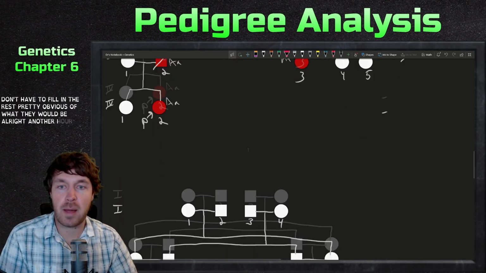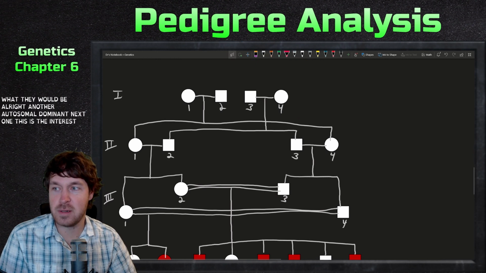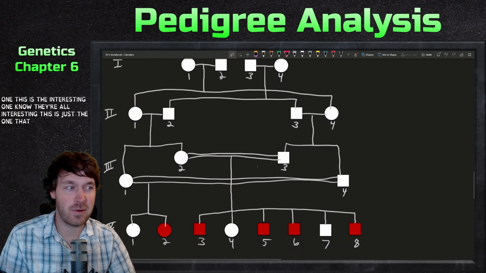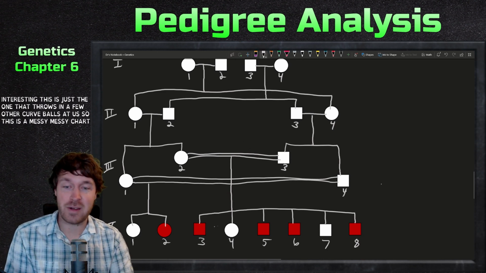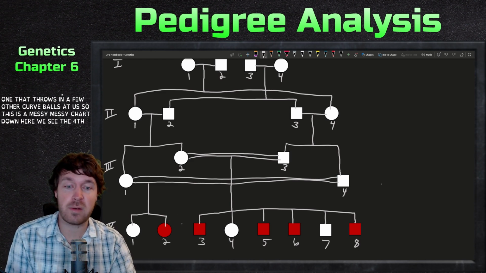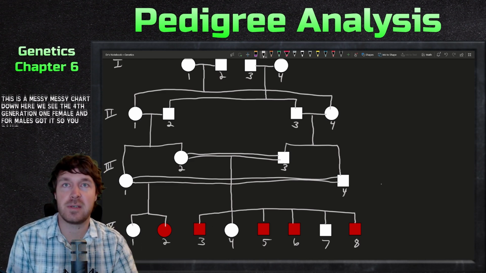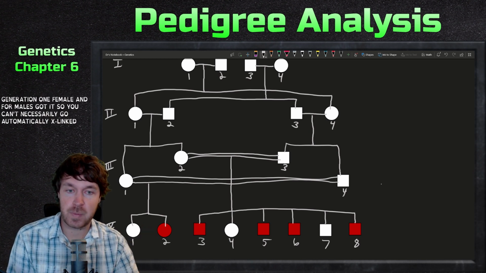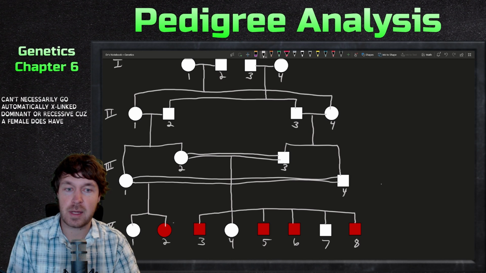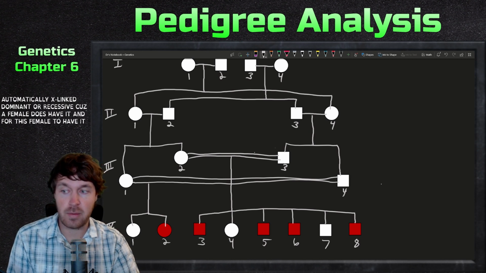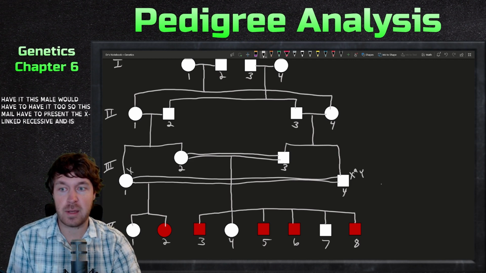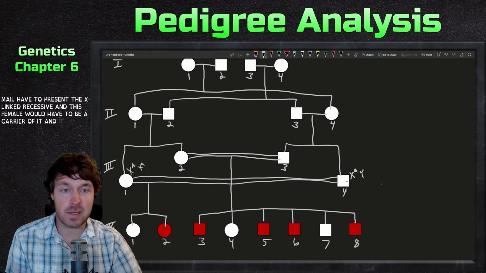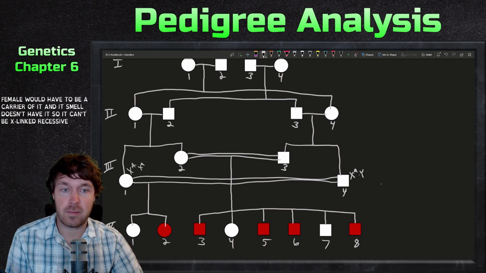All right, another autosomal dominant. Next one. This is the interesting one. Well, they're all interesting. This is just the one that throws in a few other curveballs at us. So this is a messy chart. Down here, we see the fourth generation, 1 female and 4 males. Got it. So you can't necessarily go automatically X-linked, dominant or recessive, because a female does have it. And for this female to have it, this male would have to have it too. So this male would have to present the X-linked recessive, and this female would have to be a carrier of it. And this male doesn't have it, so it can't be X-linked recessive for that reason.